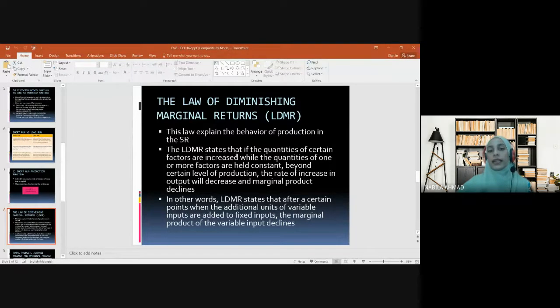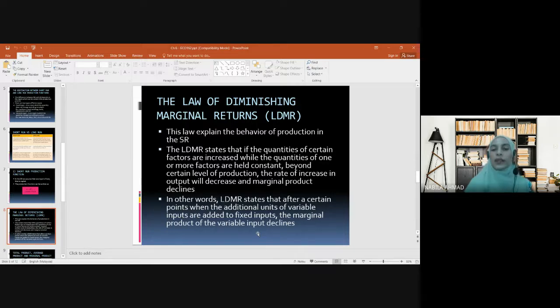Okay, so what is this? Yeah, it states that if the quantities of certain factors are increased while the quantities of one or more factors are held constant, beyond a certain level of production, the rate of increase in output will decrease and marginal product will decline. Macam confusing kan? Okay, so in other words, the law of diminishing marginal return states that after a certain point, when additional units of variable input are added to fixed input, the marginal product of the variable input declines. Okay, maknanya di sini, in the short run, kita hanya boleh ubah kita punya variable input and not fixed input.